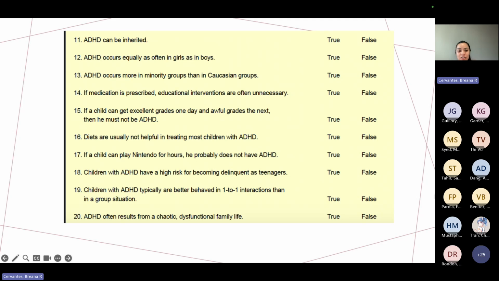Okay, 14, if medication is prescribed, educational interventions are often unnecessary. False. Yeah, exactly. It's because it's not just a medical condition. We need to impact the environment to set the child up for success. 15, if a child can get excellent grades one day and awful grades the next, then he must not have ADHD. False. Yep. Can wax and wane. 16, diets are usually not helpful in treating most children with ADHD. False. I think so too.